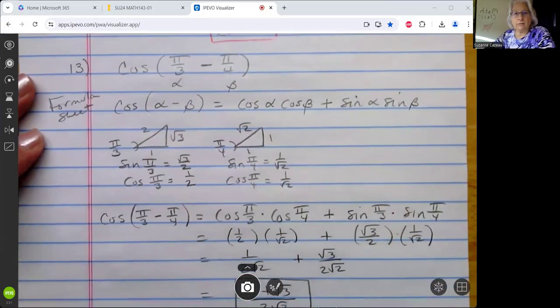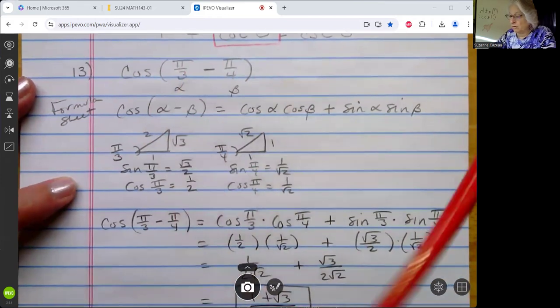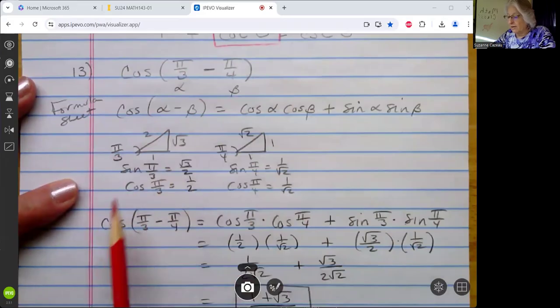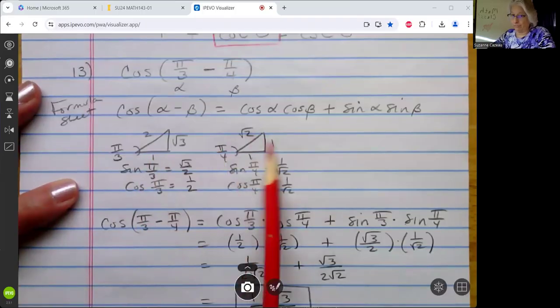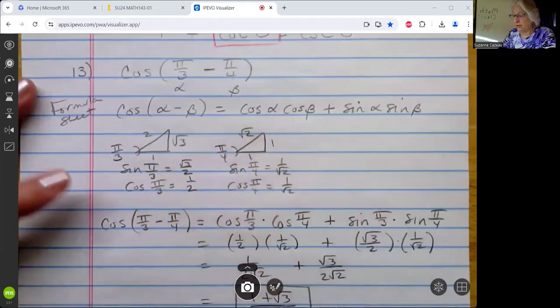So I just gotta figure out what does my pi over 3 look like? What does pi over 4 look like? Well, here's pi over 3. And I might as well find the sine and cosine because I'm going to need both. So sine is going to be root 3 over 2. Cosine of pi over 3 is 1 over 2. And then the pi over 4 triangle, they are both 1 over root 2. And now it's just a matter of filling it in.